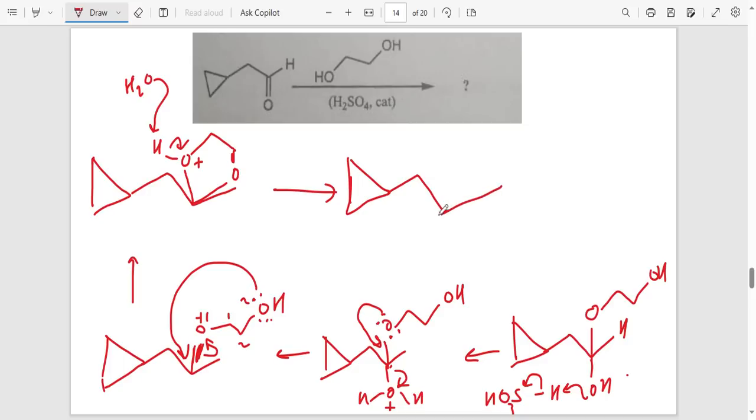I can actually write it down here. Oxygen, oxygen, and then like that. So this will be our product. Okay, that's how we form our acetal. Two ether functional groups. This mechanism you really need to know.